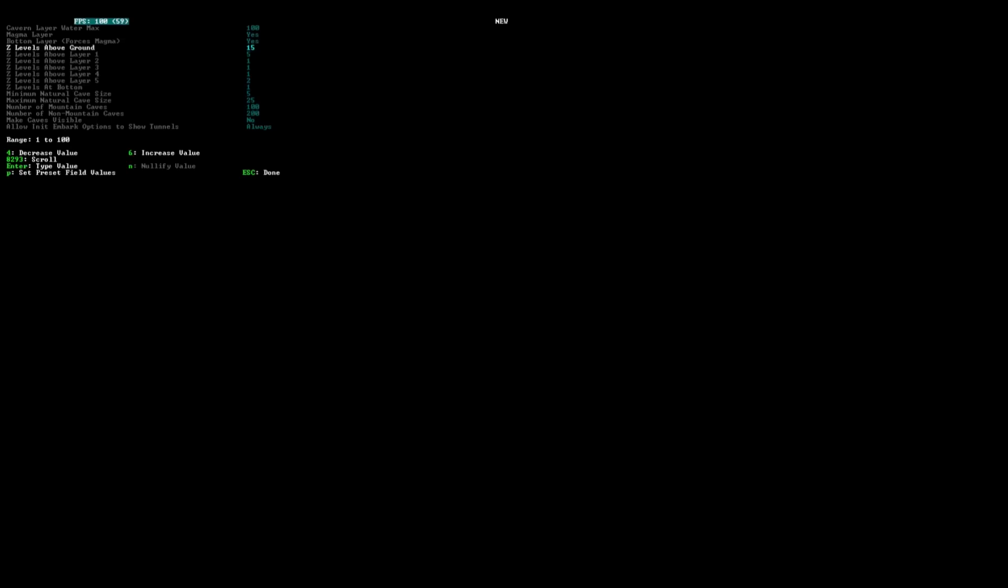All right, next we have Z layers above ground. That's how many layers above ground, like above the top most part of your ground, there are. So we have it set to 15. With that, birds can fly all the way up there. You can build all the way up to 15 levels above your ground.